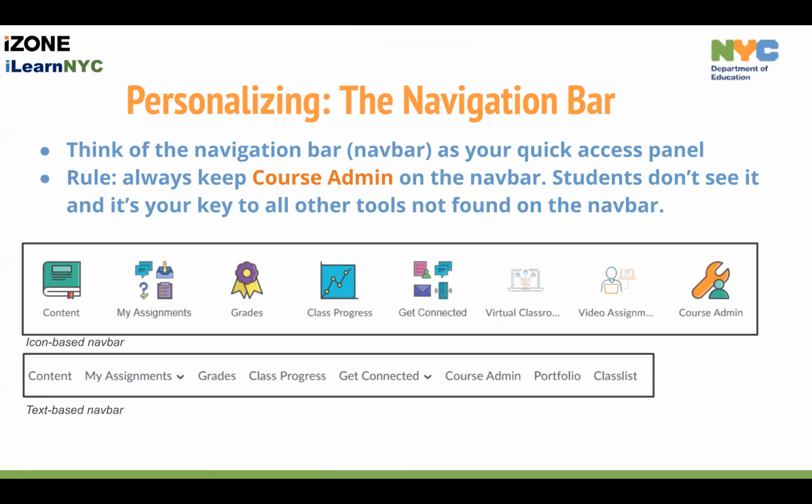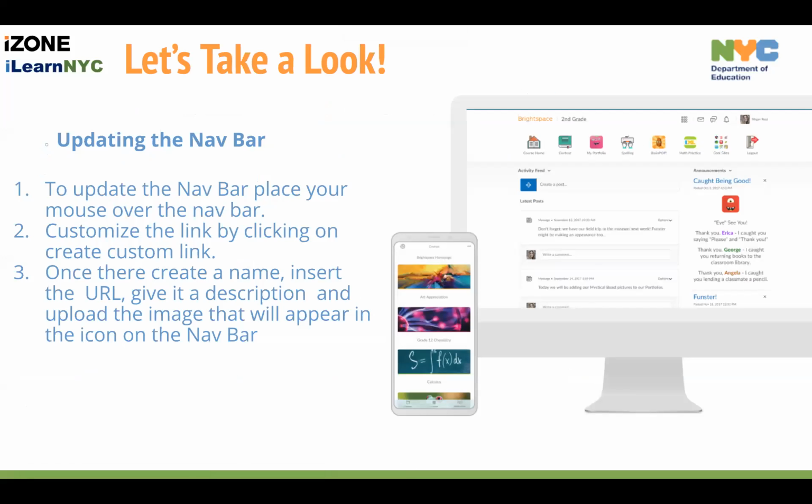Yes. Okay, great. So the rule is you want to keep your course admin, that's the one that looks like this, on the nav bar. Students don't see it, and it's your key to all the other tools not found on the nav bar, right? So you can customize this nav bar. So let's take a look. To update the nav bar, you can place your mouse over the nav bar and customize the link by creating the custom link. And once there, you can name it, insert the URL, give it a description, and upload the image that will appear as the icon on the nav bar. So let's take a look and see how we do that.